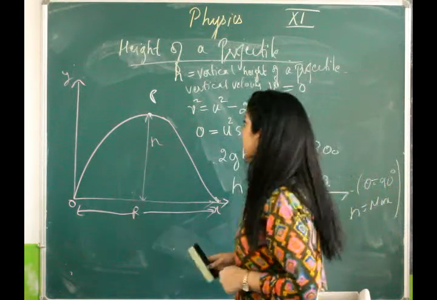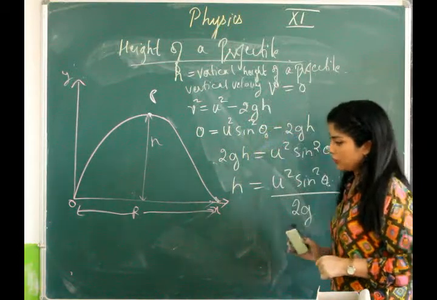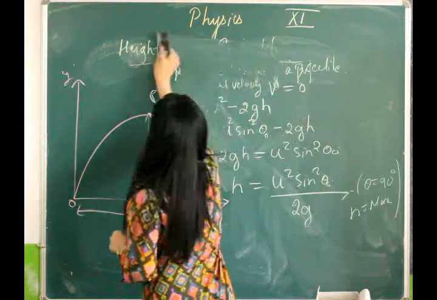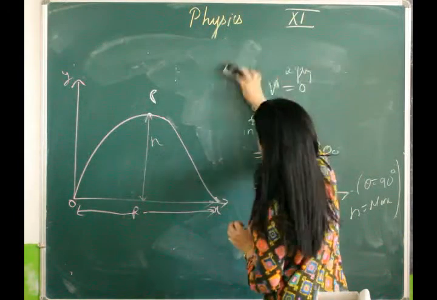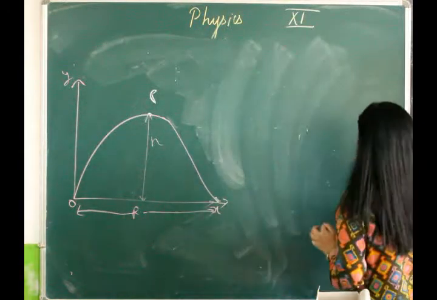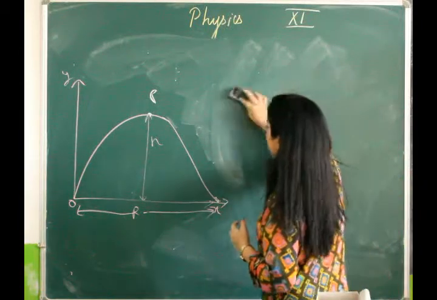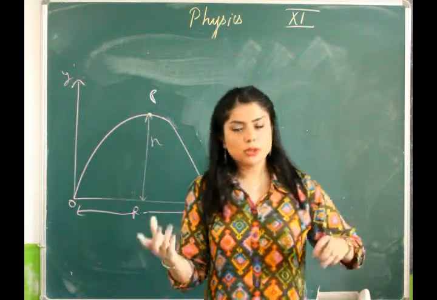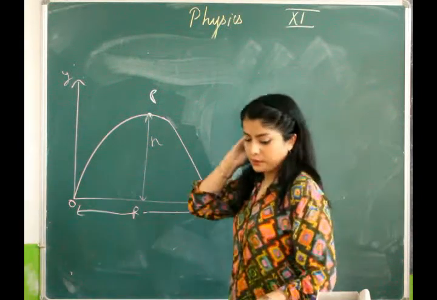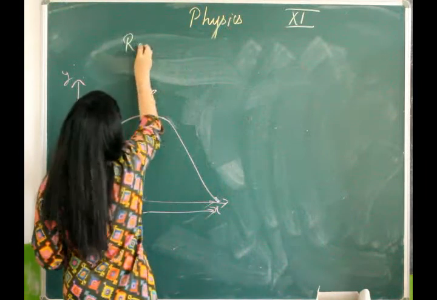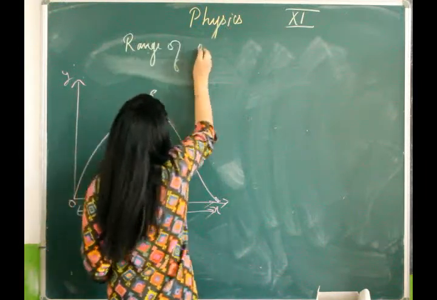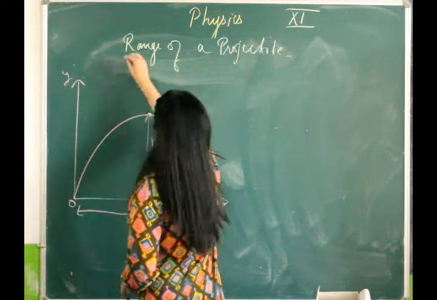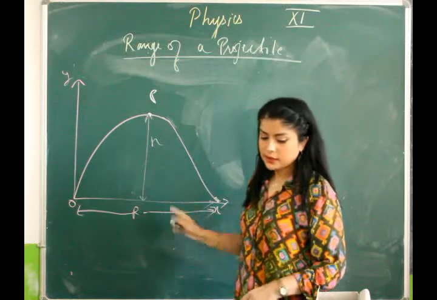Now the third topic, that is the range of the projectile. We are going to find the range of the projectile, that is r. If I am speaking too fast, please pause the video, and there is an option to slightly slow down the video. Please do that and make the notes. Range of a projectile. We are going to find this r.